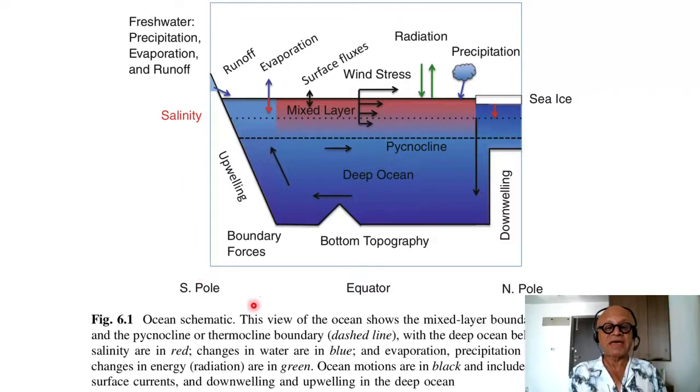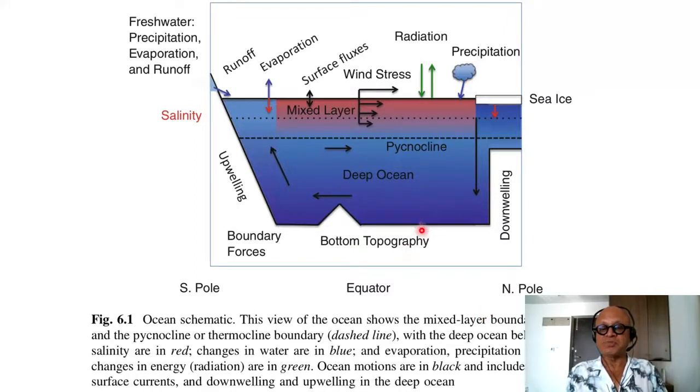So looking at a schematic, the view of the ocean shows a mixed layer like the boundary layer in the atmosphere, and the pycnocline, or the sharp density gradient, or the thermocline, which is the sharp temperature gradient. You can look up these in my other podcasts. In fact, I have a whole section on the ocean's role in climate under physical oceanography and climate, where a lot of these details are discussed. But here it's just focused on the modeling.